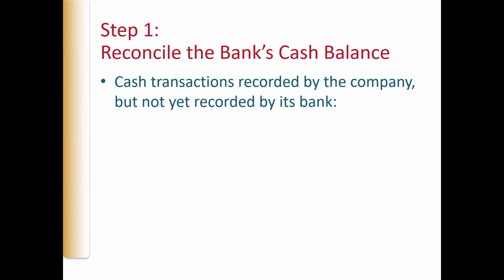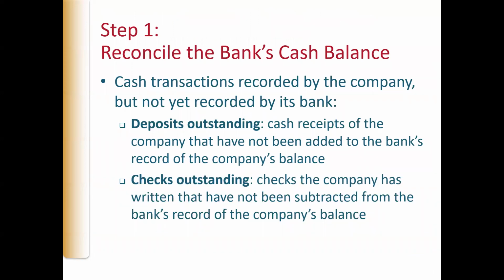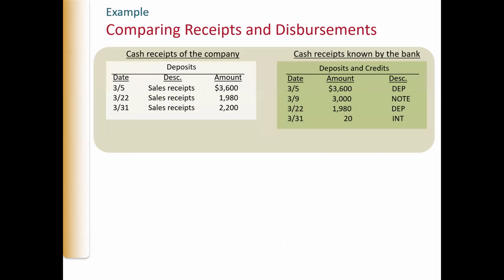Cash transactions that have been recorded by the company that haven't hit the bank yet is what we need to reconcile. So deposits outstanding and checks outstanding. Deposits outstanding are those cash deposits of the company that haven't been added to the bank's record of the company's balance. And then checks outstanding, checks that have been written by the company but have not yet cleared the bank. They have not yet been subtracted from the bank's records.